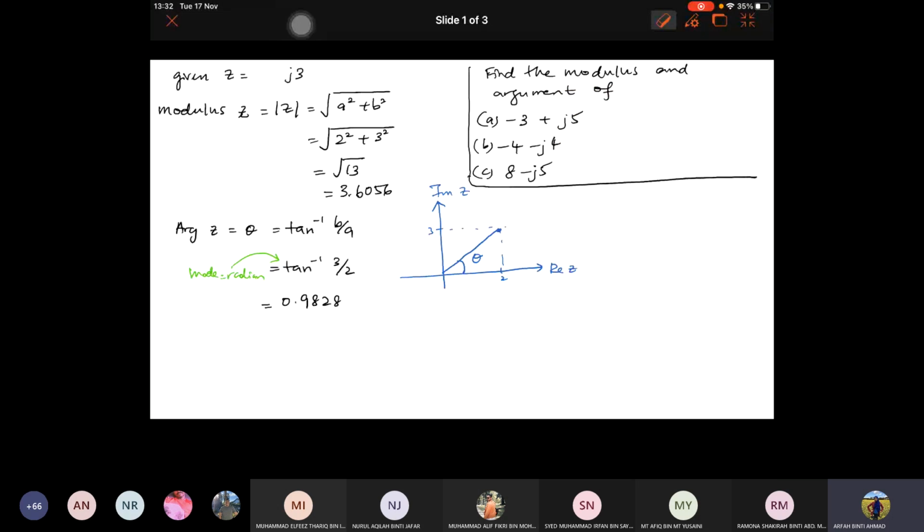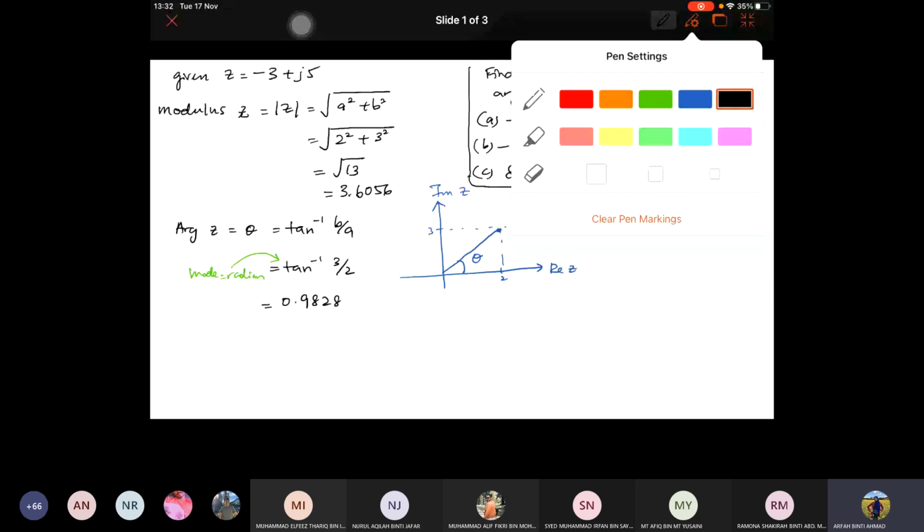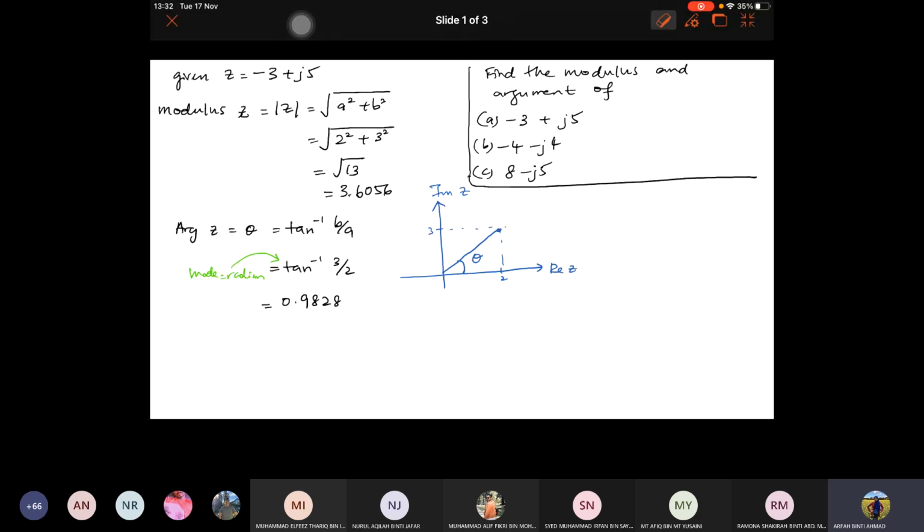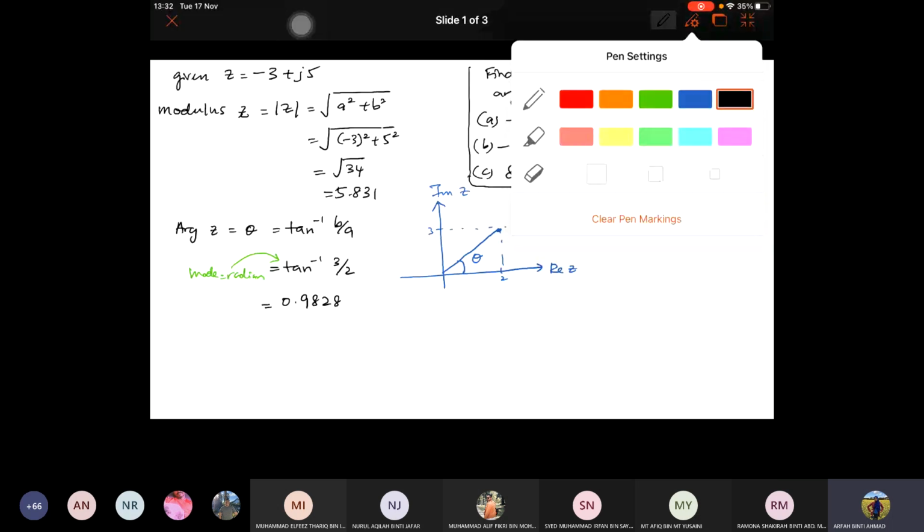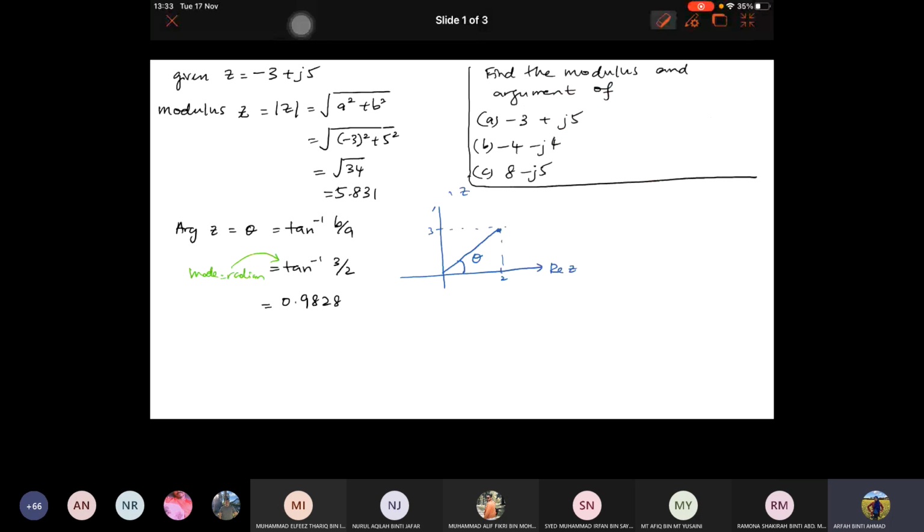Z sama dengan negatif 3 tambah j5. So modulus bagi Z akan sama dengan root bagi negatif 3 kuasa 2 tambah 5 kuasa 2. Root 34, 5.831. So dapat. Dan cuba dapatkan pula argument bagi Z.